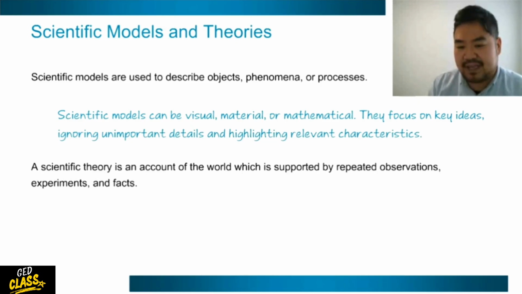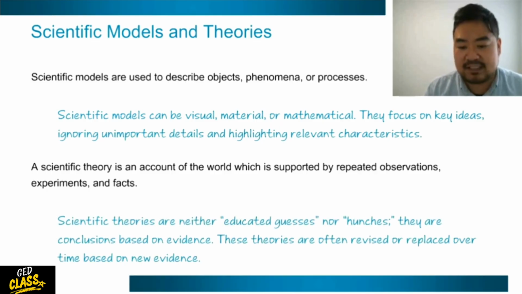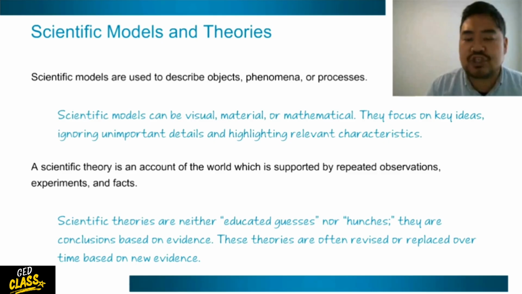A scientific theory is an account of the world which is supported by repeated observations, experiments, and facts. Scientific theories, big note here, is that they're not guesses, they're not hunches. Scientific theories are conclusions that are based on evidence. Okay? And these theories can sometimes change because as scientists get new evidence, it may prove other things or may displace older theories, and then the scientists will replace them with new theories. So scientific theories are not really guesses at all. They're just simply conclusions that are based on evidence that is given.